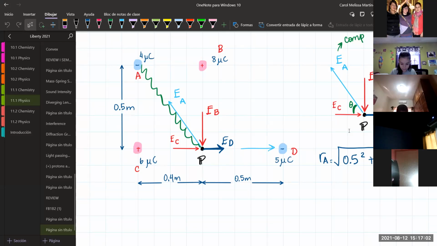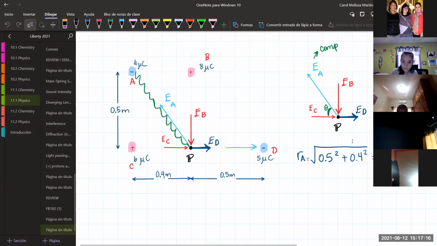How much is this? 0.6. 0.64 rounded meters. Okay. Now, I'm going to write the rest of the information I need. I also need my angle, so I'm going to get my angle.